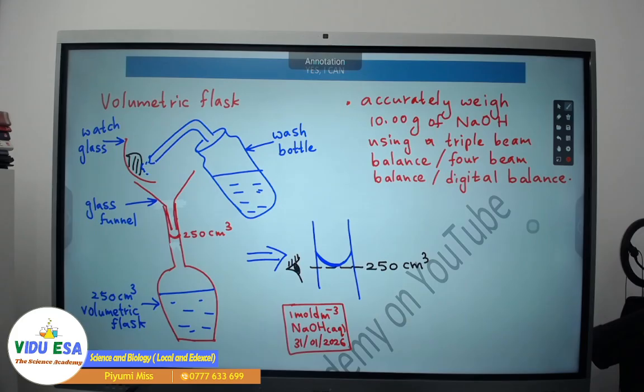The next point, add about 2/3 of the required volume.